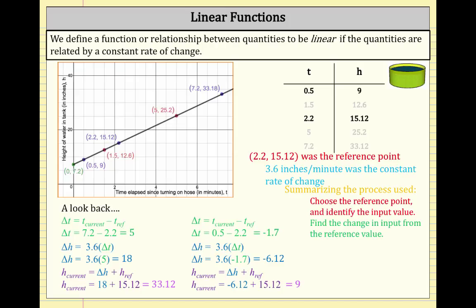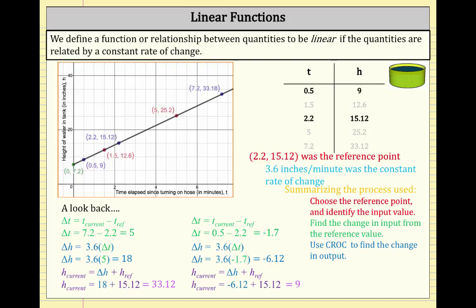So in both approaches, when we first started out, whether we were trying to figure out the height associated with a time of 7.2, or the height associated with a time of 0.5, we first figured out what the delta t was: t current minus t ref. And then we used the constant rate of change to find the change in output, meaning to find delta H. We did that in both cases.